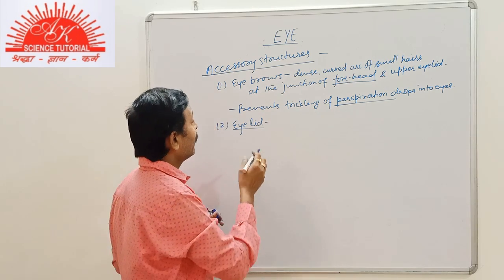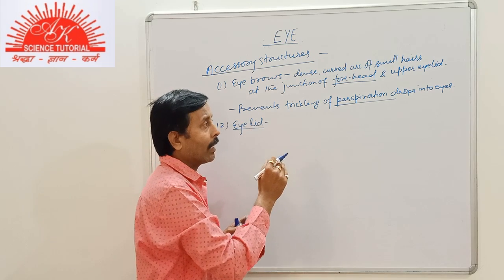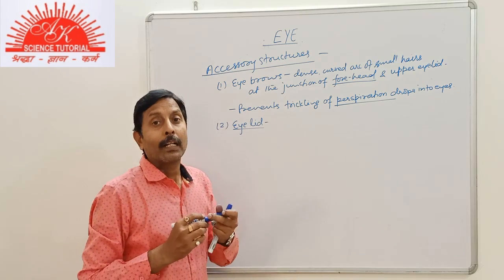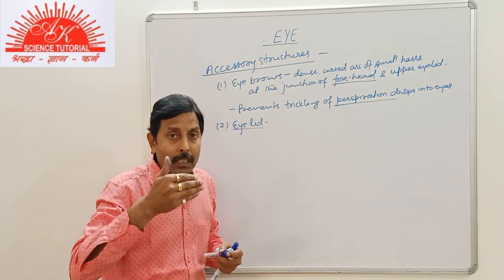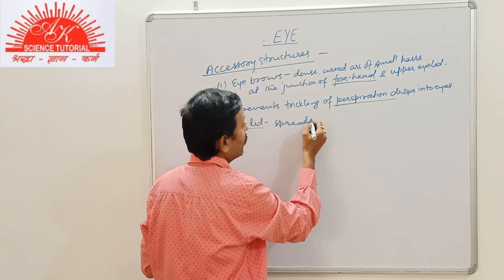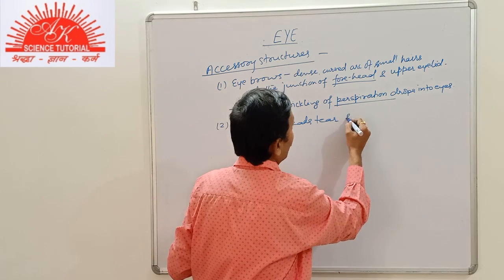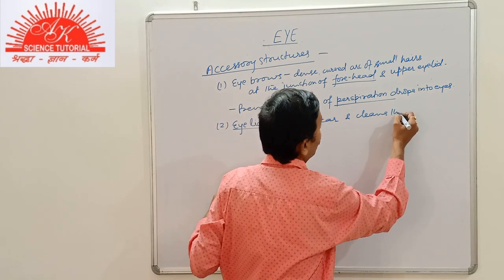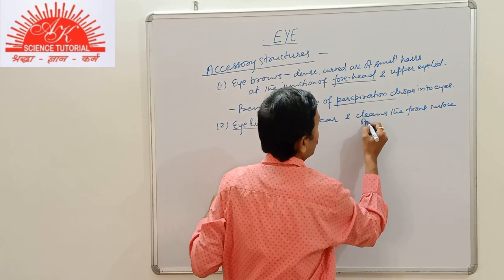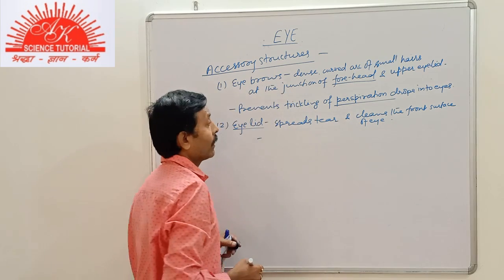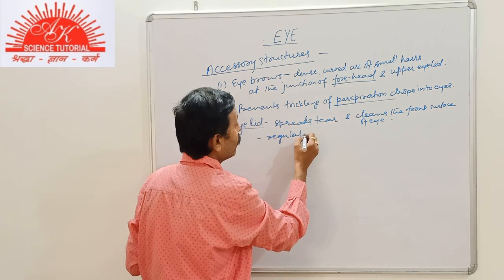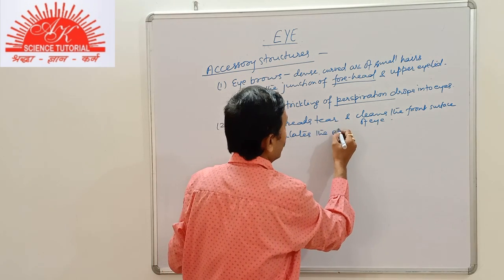So the upper and lower eyelids are the membranous skin layer in front of the eye. First, by blinking it spreads tears over the eye and cleans the front surface of the eye. Second, it regulates the exposure period.